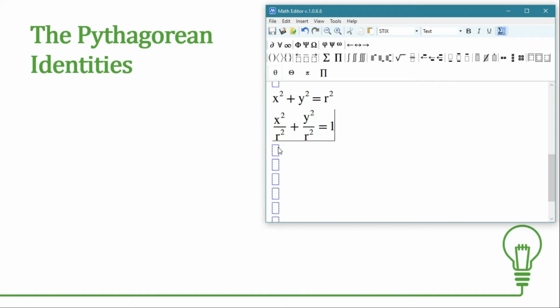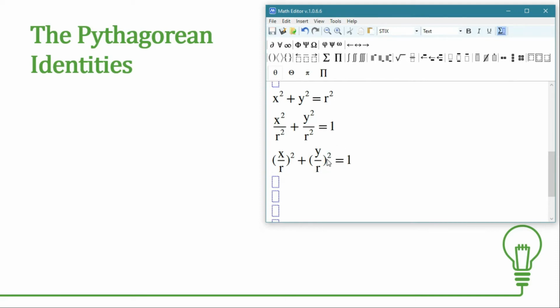And rewriting this is actually equivalent to the square of x over r plus the square of y over r. Copy lang natin to para di na tayo magta-type. The square of y over r is equal to 1.